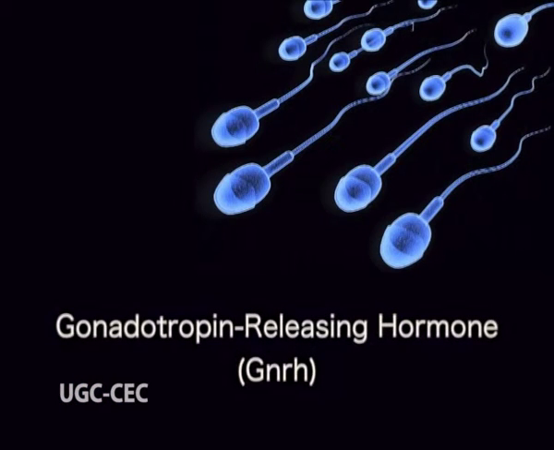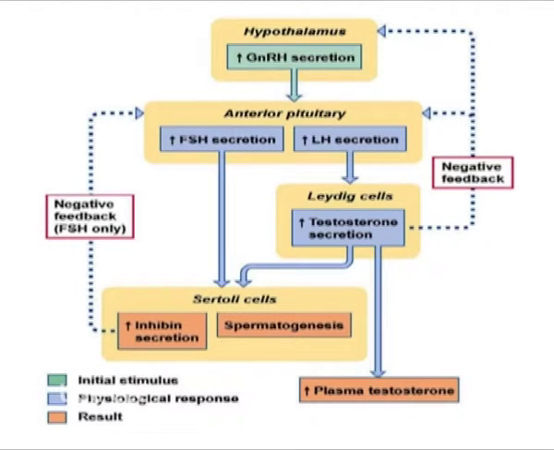Gonadotropin releasing hormone. Spermatogenesis is initiated due to an increase in gonadotropin releasing hormone by the hypothalamus. GnRH acts on the anterior lobe of the anterior pituitary gland to secrete luteinizing hormone and follicle stimulating hormone.